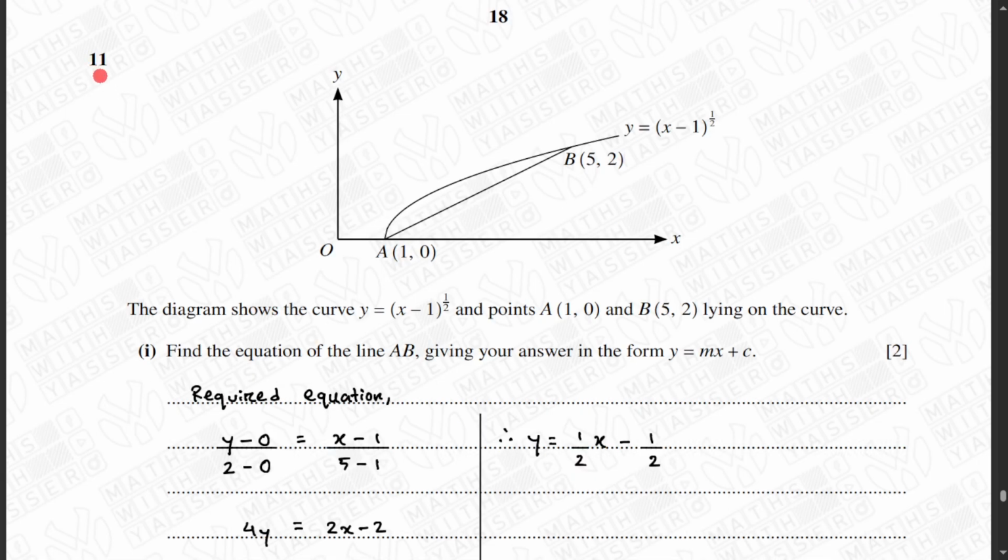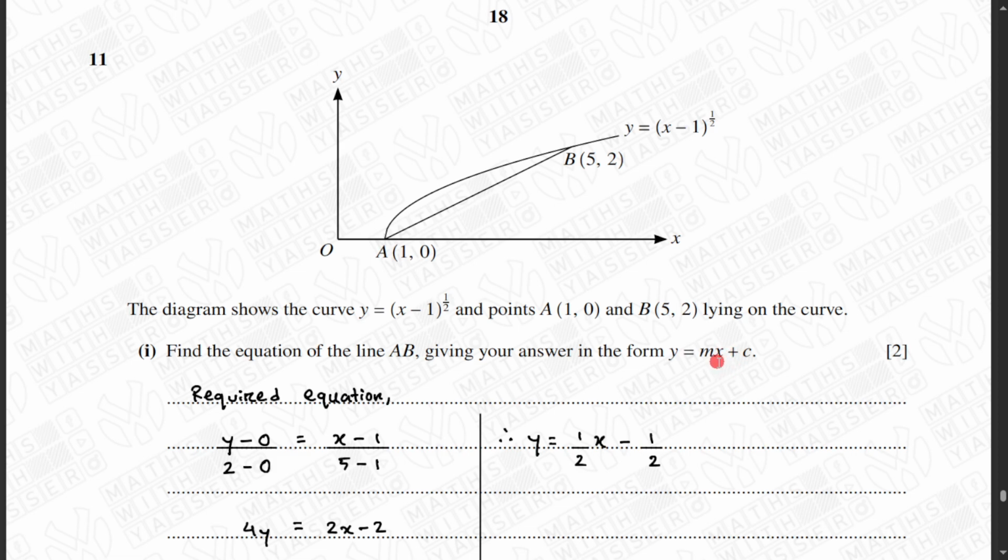Question number 11. The diagram shows the curve y equals (x minus 1) to the power half, and points A, which is (1, 0), and B, which is (5, 2), lying on the curve. Find the equation of the line AB, giving your answer in the form y equals mx plus c.